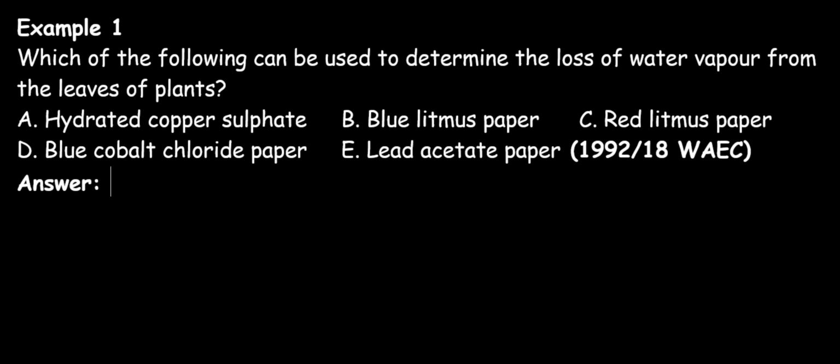So the first example we have here says, which of the following is used to determine the loss of water vapor from the leaves of plants? A. Hydrated copper sulfate. B. Blue litmus paper. C. Red litmus paper. D. Blue cobalt chloride paper. E. Lead acetate paper. The answer to this question is D. Blue cobalt chloride paper. And this is because it is used to test for the presence of water. If the test is positive, the blue cobalt chloride paper is going to turn pink.